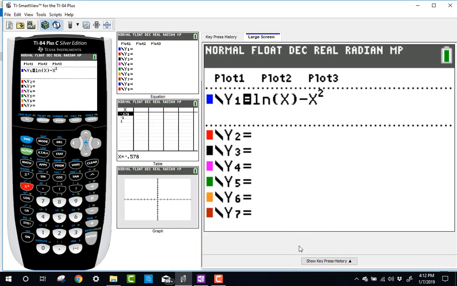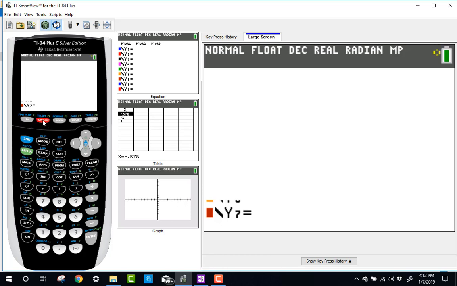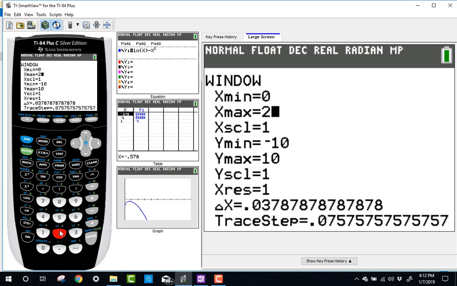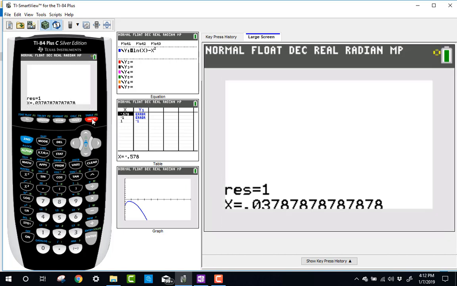So okay, here we are. I've got my equation punched in. You can see y equals ln of x minus x squared. And because we're working on the interval from 0 to 2, I'm going to go to the window and set my x min at 0 and my x max at 2. I need to know about my y min and my y max. You know what? I'm just going to graph it and see what it looks like.